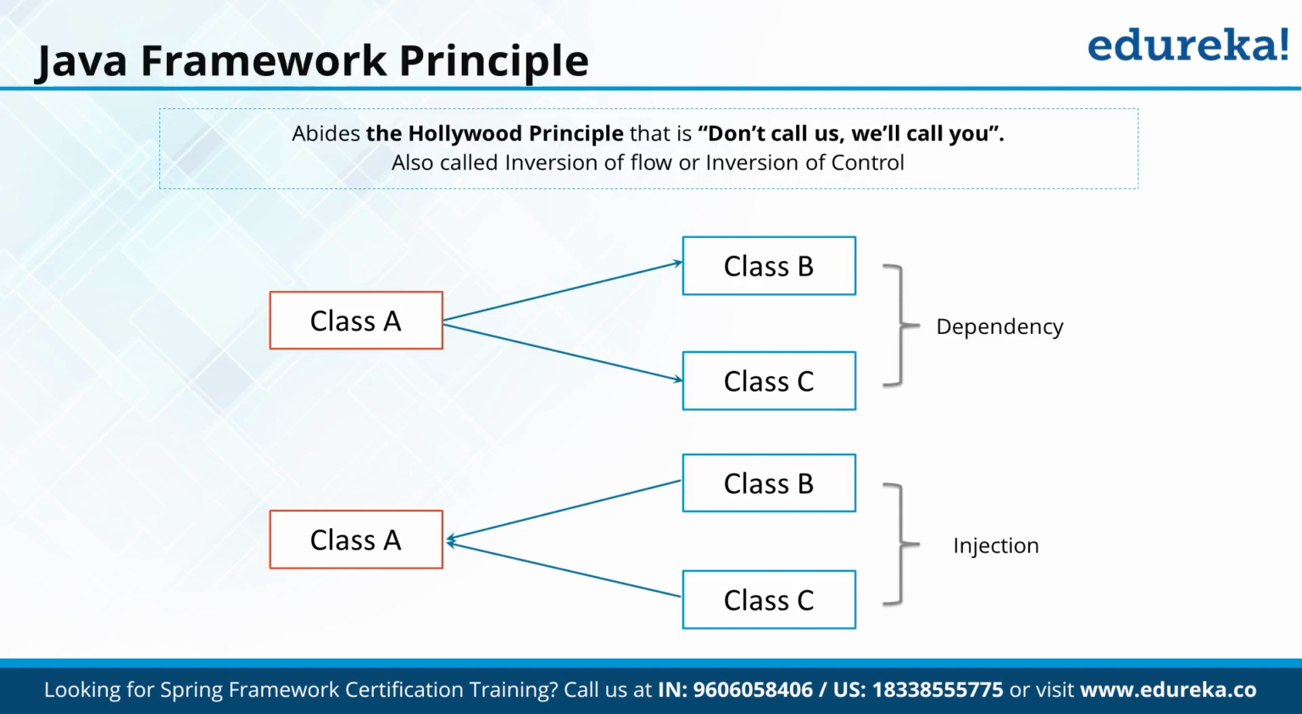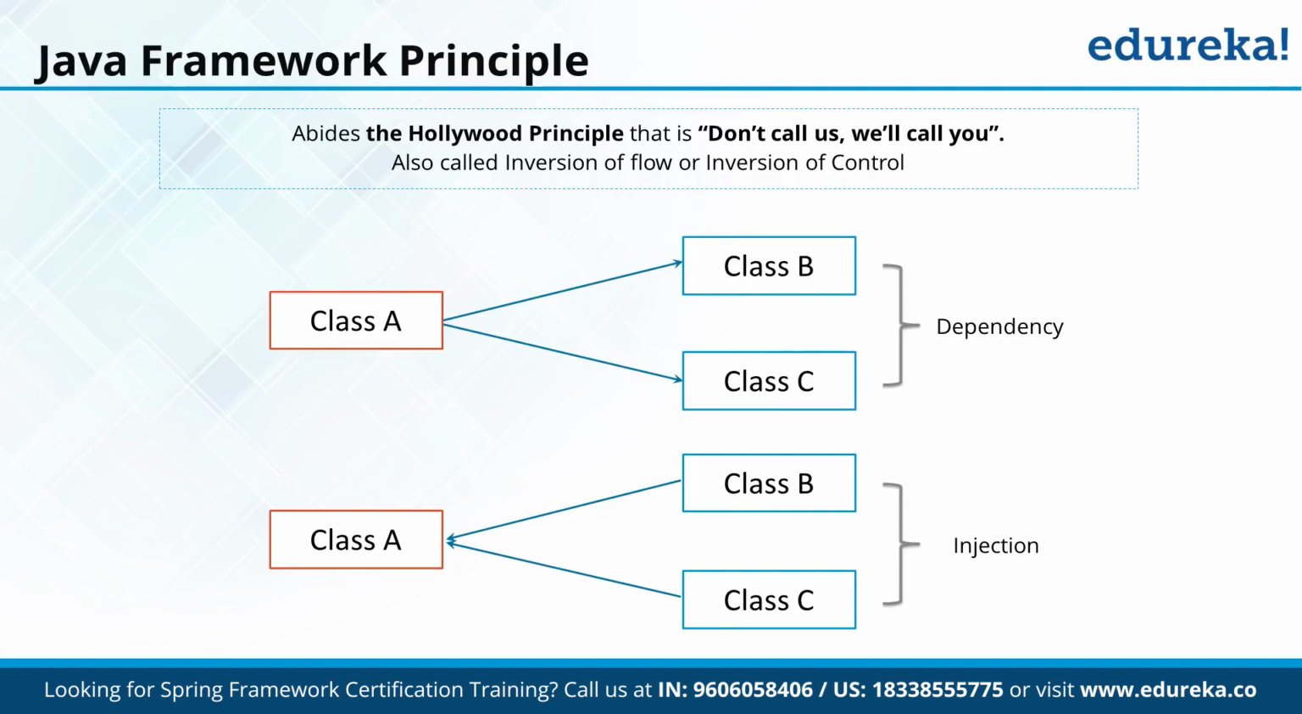So what is happening here? You write a class, and then you create an object. But we are talking of inversion of control, which says do not worry about creating the object. The framework is going to create objects for you. You just configure the objects. So let's say we have a class A which has a dependency on some other classes like B and C.